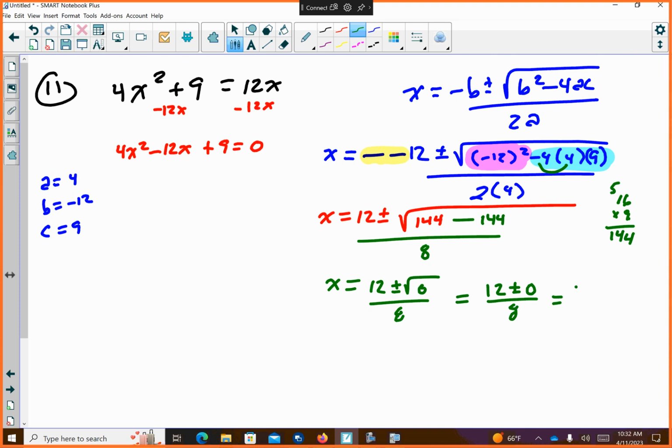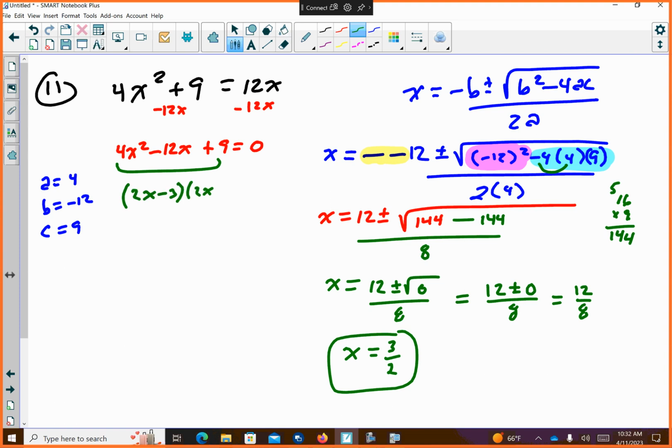So I get 12 over 8, and then just reduce it. So 4 goes into both. My answer is 3 over 2. Why do you think there's only one answer to this? I mean, the reason why it's going to work that way is if I had factored this, this would come out to 2x minus 3 and 2x minus 3, which is going to give me 2x minus 3 equals 0. Add 3, divide by 2.